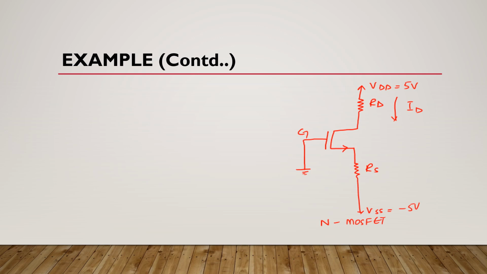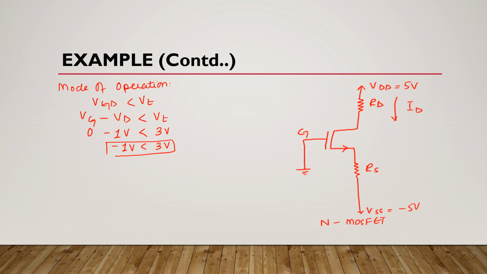Now we will find the mode of operation here. You know that in saturation region, gate to drain voltage is less than threshold voltage. Here this gate to drain voltage is equal to gate voltage minus drain voltage, and here we have threshold voltage. Here this gate voltage is 0, this drain voltage is 1 volt, and this threshold voltage is 3 volts. It means here this condition is satisfied. It means this transistor is in saturation mode.